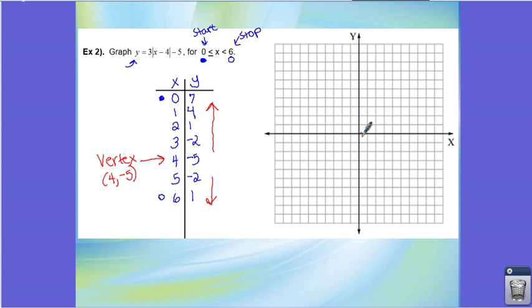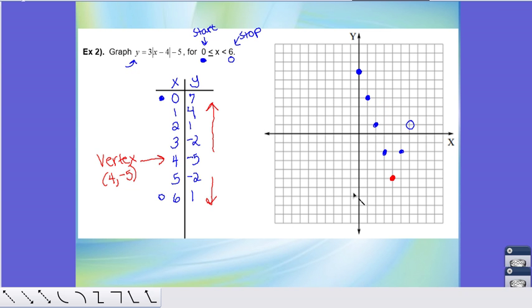Alright, first point is 0, climb up 7, and it's a shaded circle. There's a 1, up 4, 2, up 1, 0, and then 3, -2, and then 4, -5 is my vertex. So 4, -5. And then I repeat the pattern, but I cannot go all the way. I go to 6, 1, and I put an open circle.